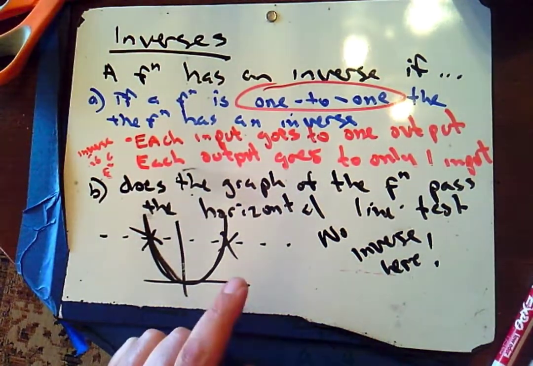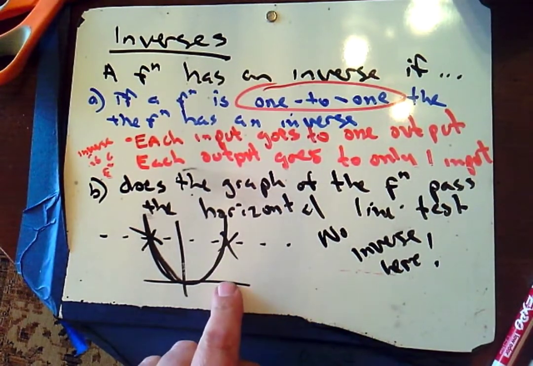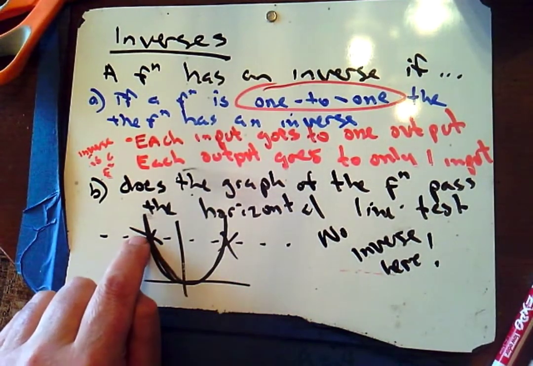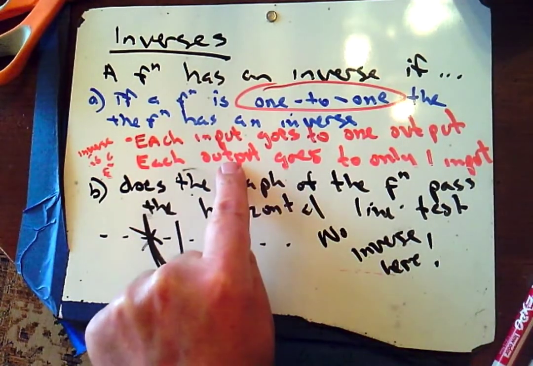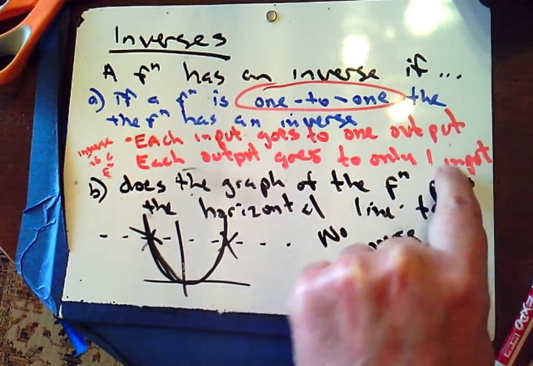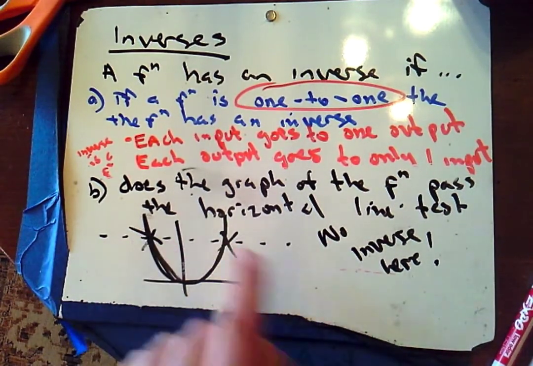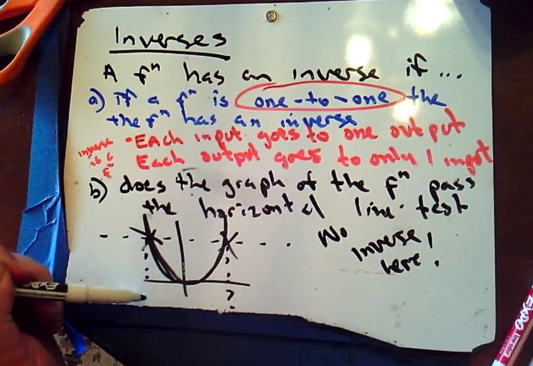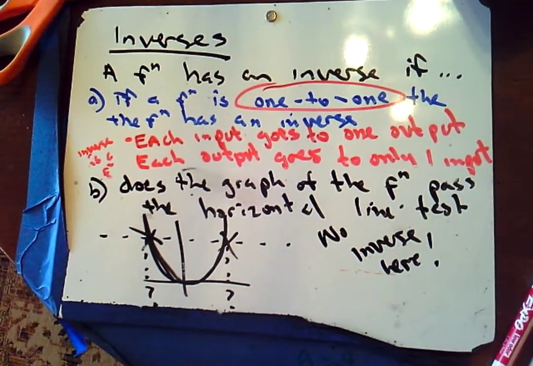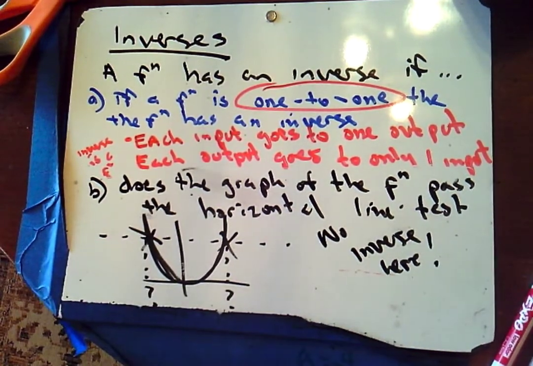Now, notice the horizontal line test means I had this y value at this x, but I had the same y value somewhere else. Each output, each y value, goes to only one input. This line here goes to two different inputs. It goes to this input here, and it goes to this input here. And therefore, we aren't one-to-one. We don't have an inverse.